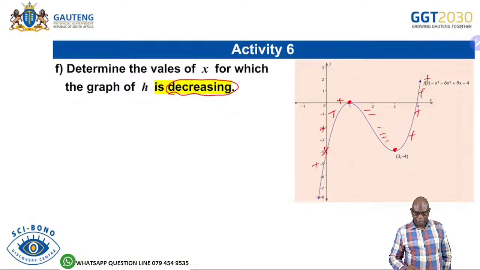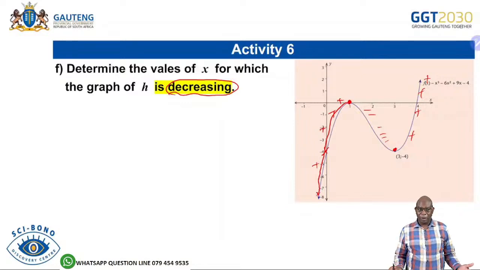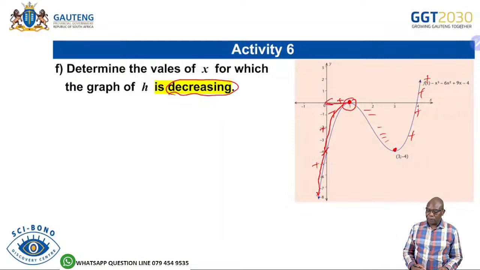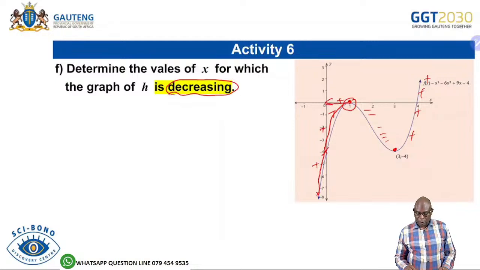Remember we read the graphs from the left to the right. We don't read them from the right to the left. So if I'm reading this graph from the left to the right, the graph here is increasing, increasing, increasing up to here. So the graph will be increasing from 1 to the left. It has been increasing, and it stops increasing at 1.